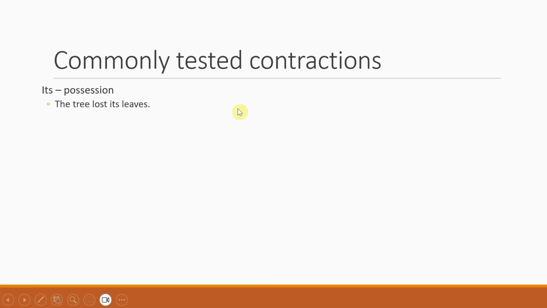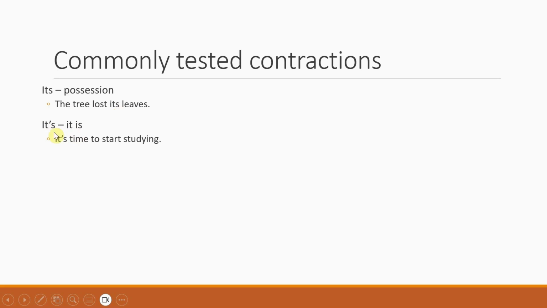So let's go over a few of the most commonly tested contractions, beginning with its. So its with no apostrophe is possession, because remember, if a contraction form of a word exists, then no apostrophe versions are used for possession. So the example here, the tree lost its leaves. So the tree possesses the leaves. Its with no apostrophe is the correct choice.